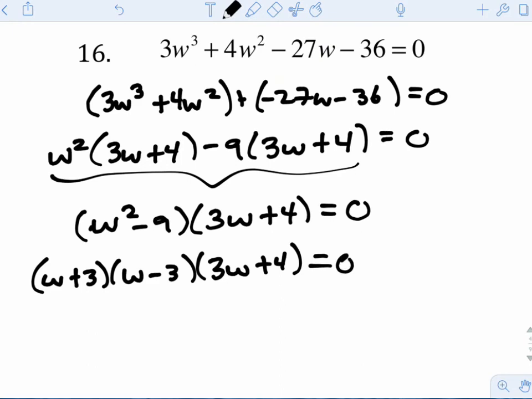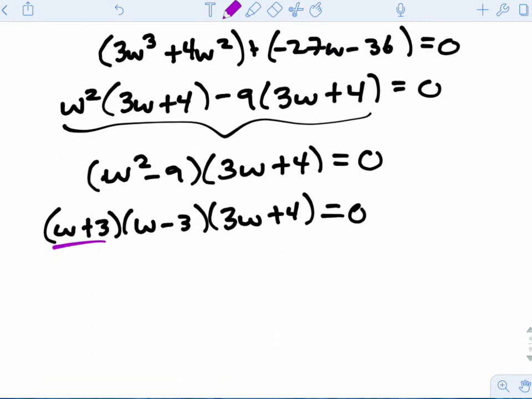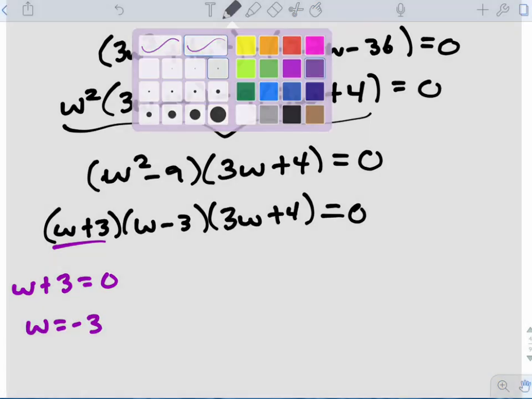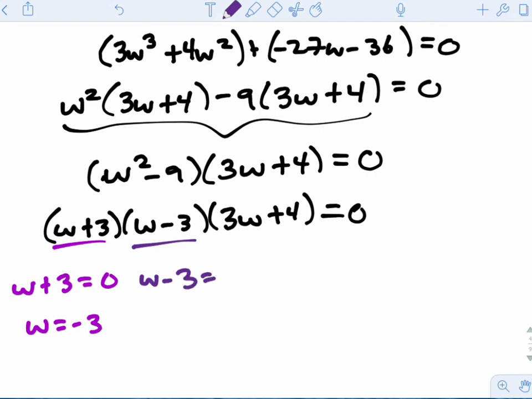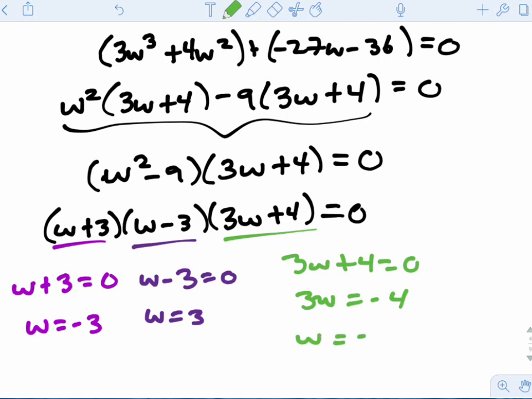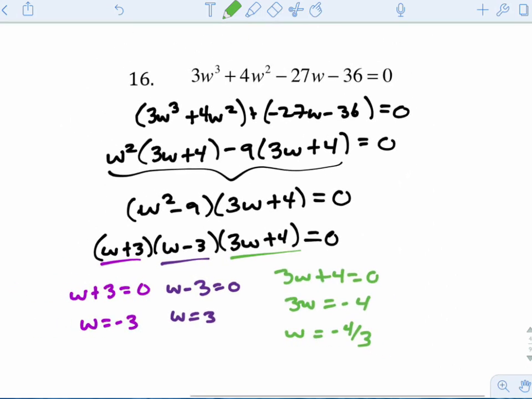Holy cow. So, in order for this statement to be true, for all 3 of these to multiply to 0, either w plus 3 must be equal to 0, in which case w is equal to negative 3. Or it could be the case that w minus 3 is equal to 0, in which case w is equal to positive 3. Or it could be the case that 3w plus 4 is equal to 0, in which case 3w equals negative 4 and w equals negative 4/3. So 3 solutions to this original polynomial equation.